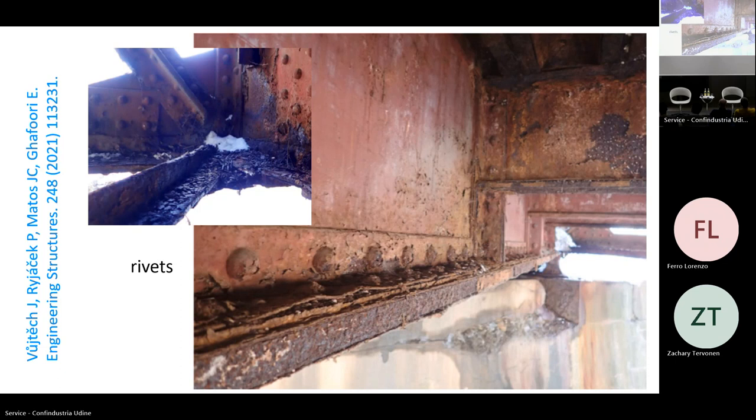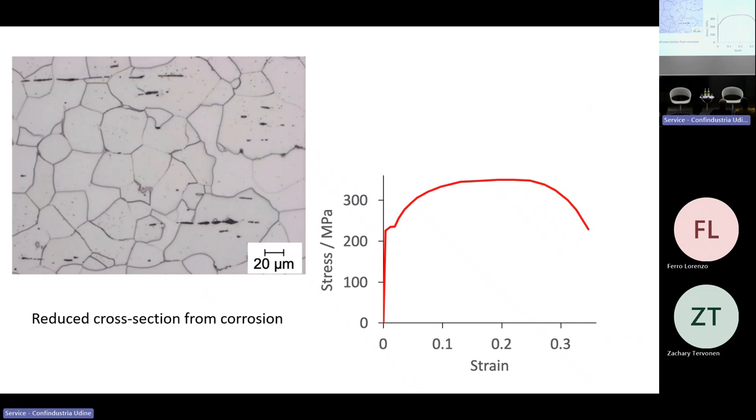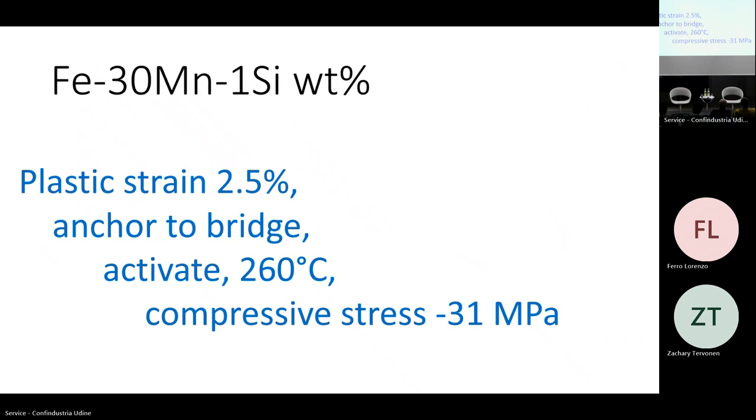So how do you do that? Well, this is the original material that's used, and it's a very low carbon steel. You can see here, these are just ferrite grains, and the strength is really quite small, 200-ish megapascals. So what we need to do is to put a compressive stress on the beams, right? So how do you do that? Well, this is an iron-based shape memory alloy, which you can manufacture on a large scale, right?